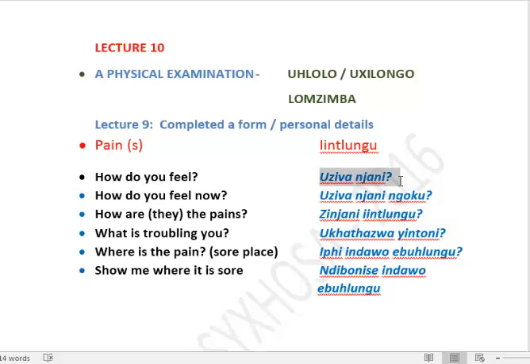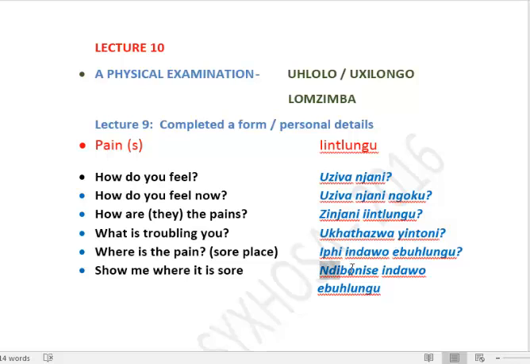Uziva njani? How are you feeling? Uziva njani ngoku? And how do you feel now? Zinjani inhlungu? And how are the pains? Ukhathazwa yintoni? What is troubling you? Khathazwa, to be troubled. Yintoni, by what? Iphi indawo ebuhlungu? Iphi, where is it? Indawo, the place. Ebuhlungu, that is sore.